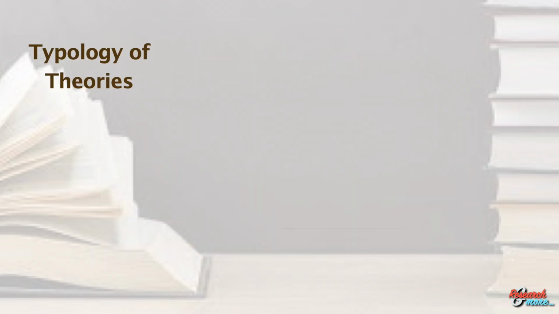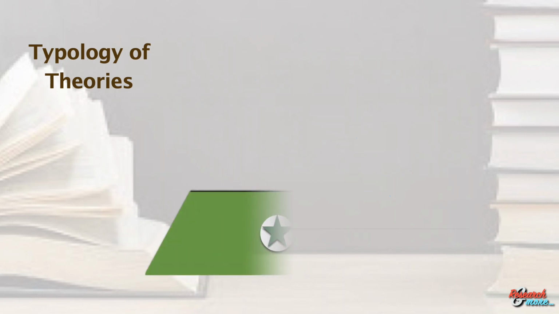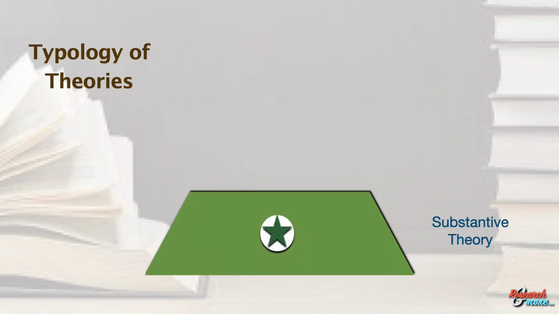Another typology of theory is from Creswell and Creswell 2018. They suggest a three-level typology of theories. Researchers are often concerned with substantive theories which are specific to a particular population, problem, or research setting, but it is often difficult to make generalizations from substantive theory.